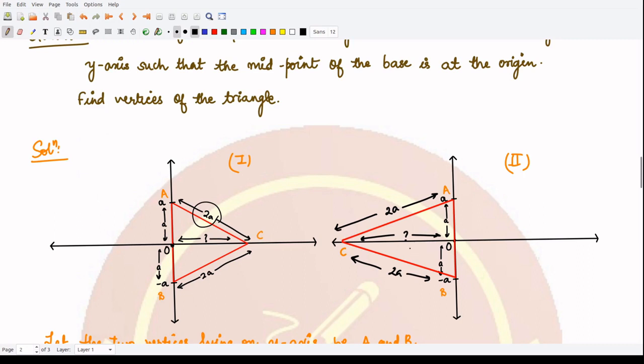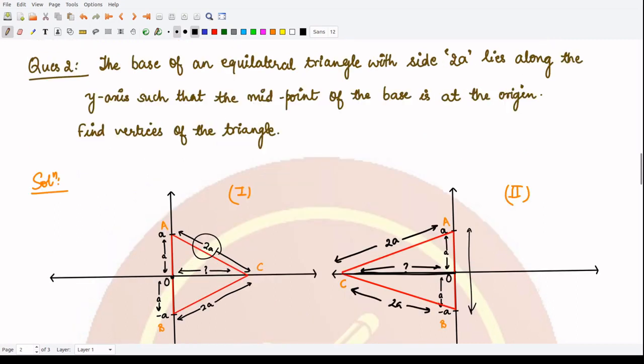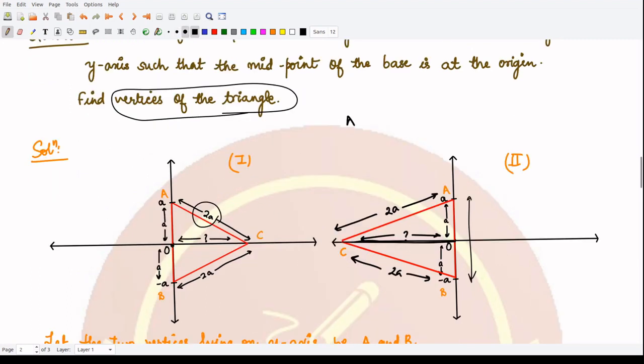Similarly for the other triangle, if you have this as 2a, both the other sides could lie on the negative x-axis. In this case also we do not know the altitude here. Here they are asking us to find the vertices of the triangle. So we need to find the coordinates for the triangle ABC: the coordinate of A, of B, and of C.